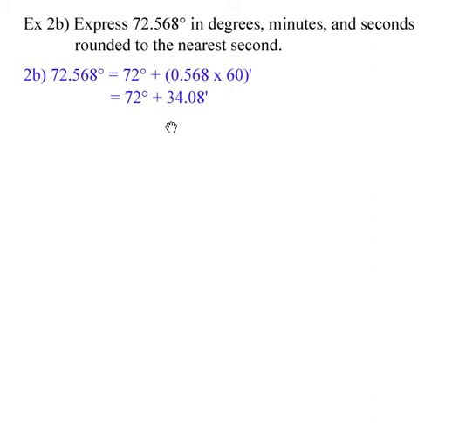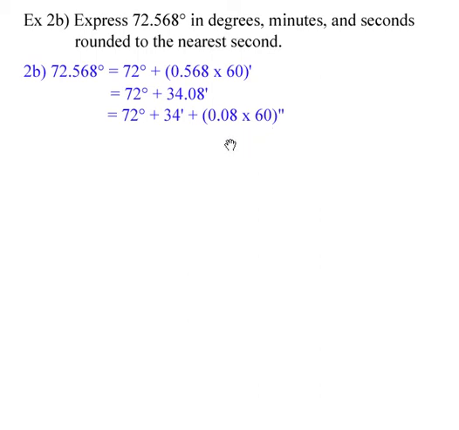So we've got 34 minutes. Now we're going to take the 0.08 and multiply that by 60 to see how many seconds there are. So 0.08 times 60 is going to give us 4.8 seconds. So far we have 72 degrees, 34 minutes, 4.8 seconds, which when we round that to the nearest second is 72 degrees, 34 minutes. The 4.8 seconds will round to 5 seconds.